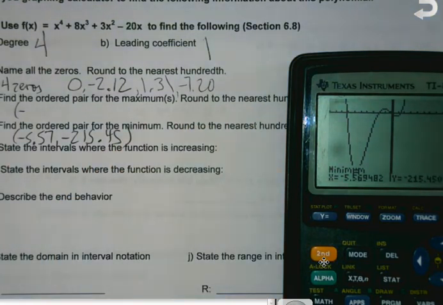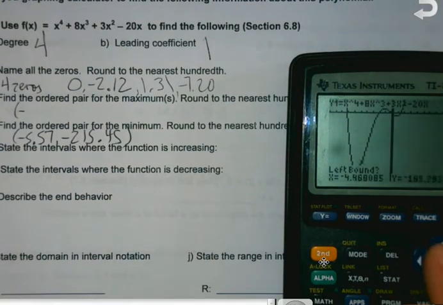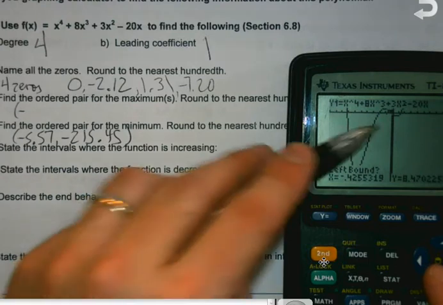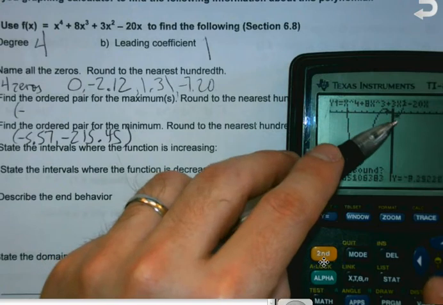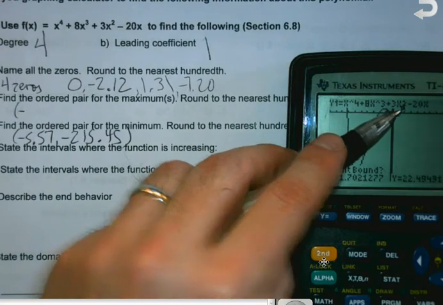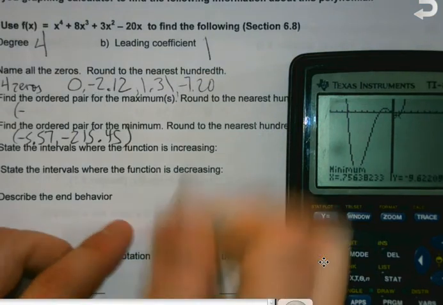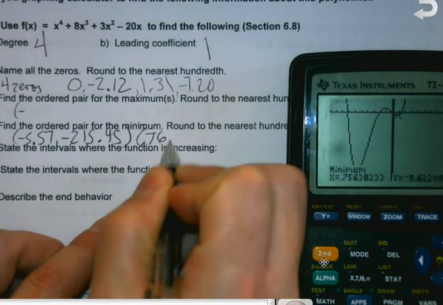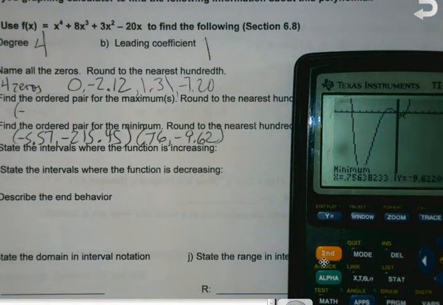What the heck? Do I have any more minimums? Okay, I have one more. Let's do this one more time. I'm going to skip my maximum for a second. So I now have located myself way up here. So I'm to the left of it. Move my way around here. Now I'm to the right. Again, I'm trapping it in the middle. So my other min is at 0.76, negative 9.62. Okay, I got that locked in.